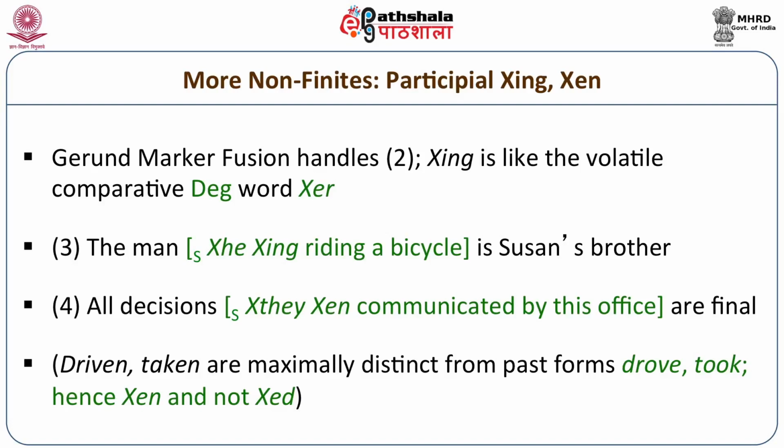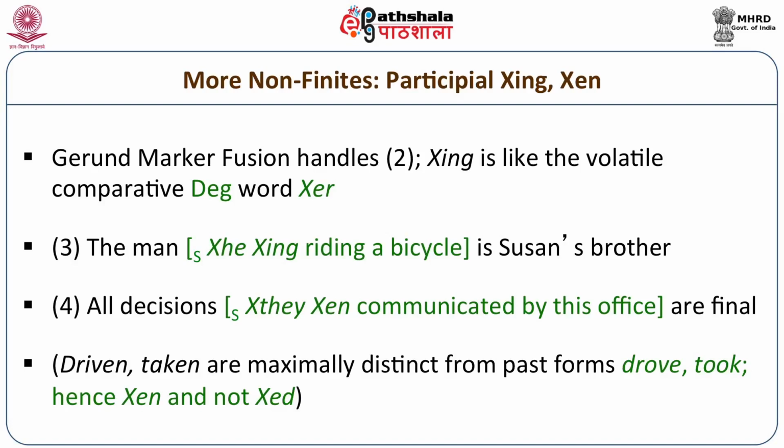Likewise, sentence 4, all decisions communicated by this office are final, starts out in the deep structure with the embedded sentence, the participial clause, containing a volatile subject x-de, co-referential with all decisions, and with the volatile tense x-n, which is going to fuse into the verbal word communicated.